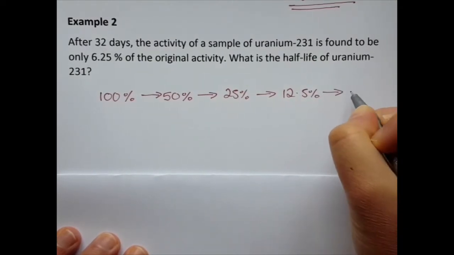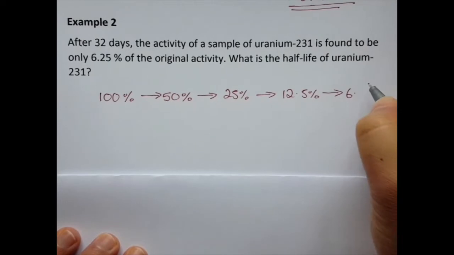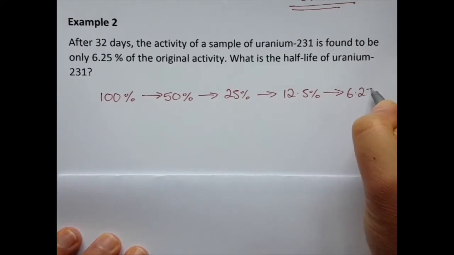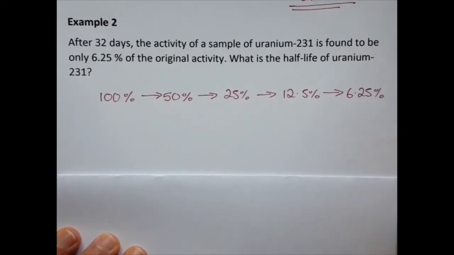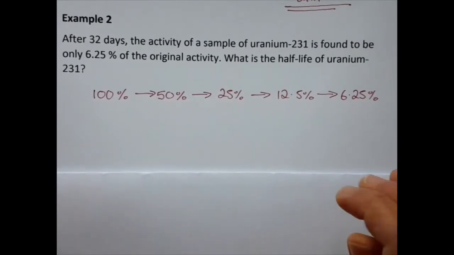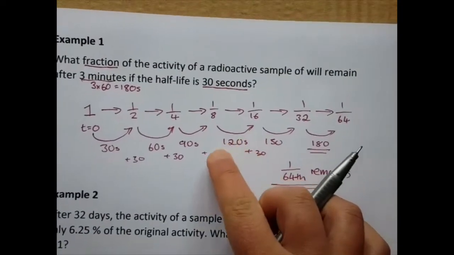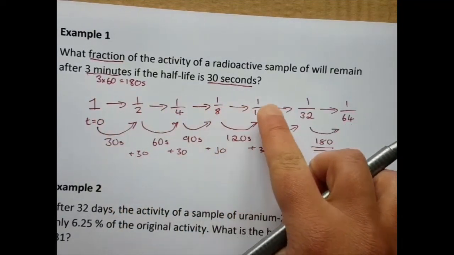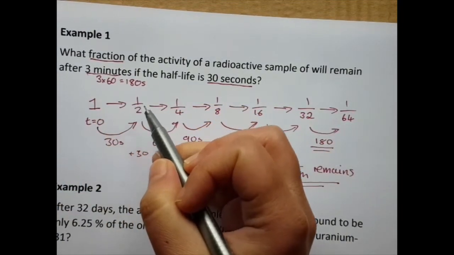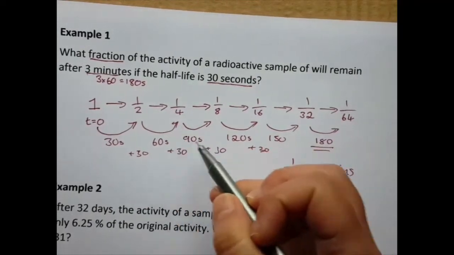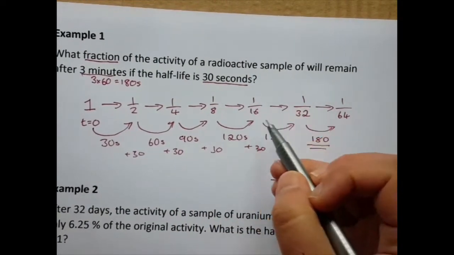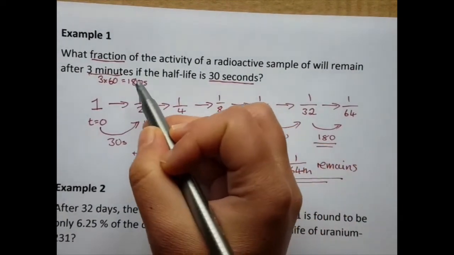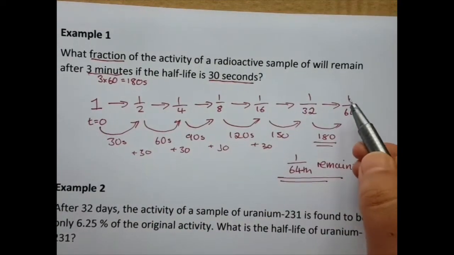Just halving that each time. And then you can use a calculator for this if you want to. So we get to 6.25%. So each time, just like in example 1, where I was looking for a time of 180 seconds, I'm just continuing with this process of working out the fraction after each half-life until I get to the value that I want in the question. So in this question, it was 180 seconds, so that's why I stopped at 1/64th.